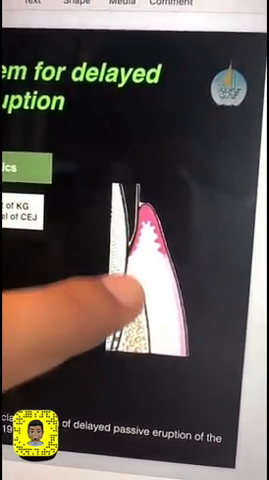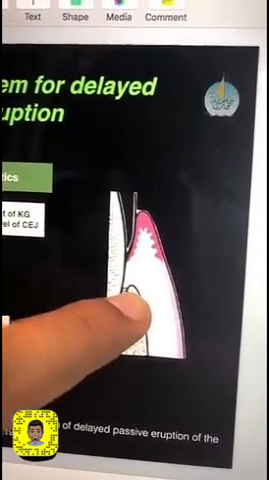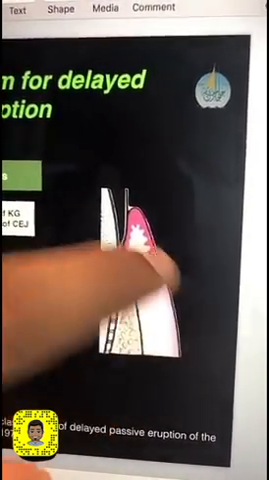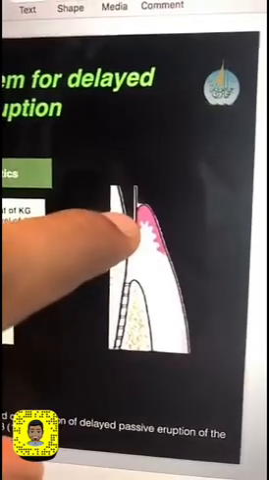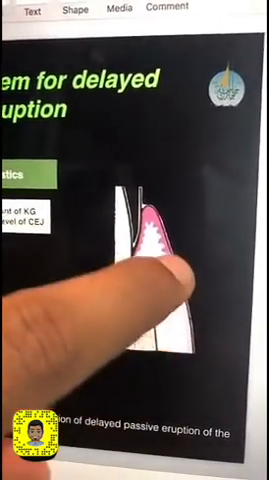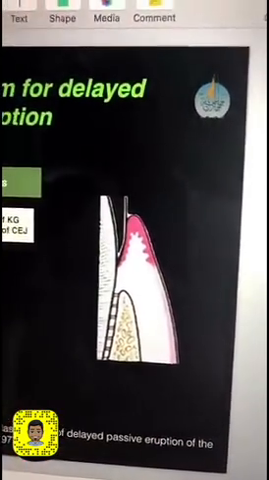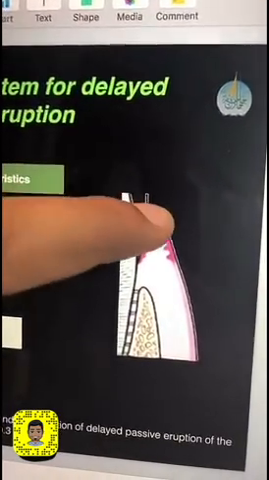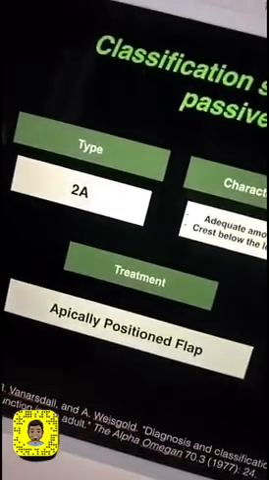This is very critical. You have to know the classification. In this case, the bone is far away, probably more than 5 millimeters, but there's no keratinized gingiva. If you remove that keratinized gingiva, you're only going to have alveolar mucosa. That's going to cause a lot of problems for your patient. So the only way to increase the tooth size is to bring the tissue down through an apically positioned flap.